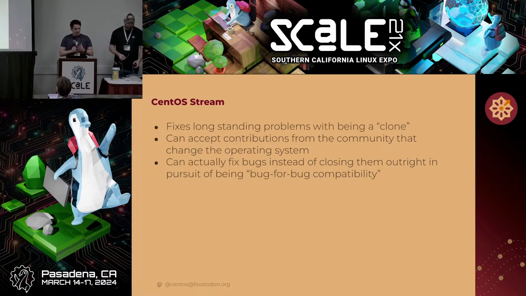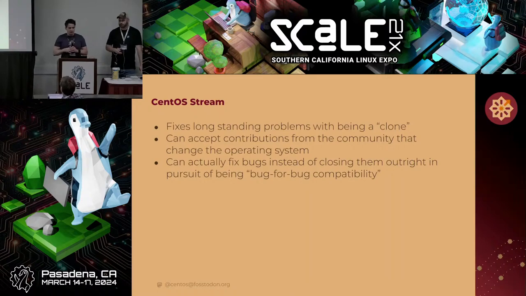CentOS Stream, I think we actually addressed a lot of this. We danced around it. But some of the issues that we had with CentOS as a rebuild project, as a clone, is that you couldn't actually do anything, right? People like to say it was bug for bug compatible with RHEL. So if you were to file a bug against CentOS, the rebuild, saying this package is broken, or my application doesn't work in this environment, if you could reproduce that bug in RHEL, then it's not a bug in CentOS, right? You need to go talk to Red Hat and get it fixed in RHEL first.